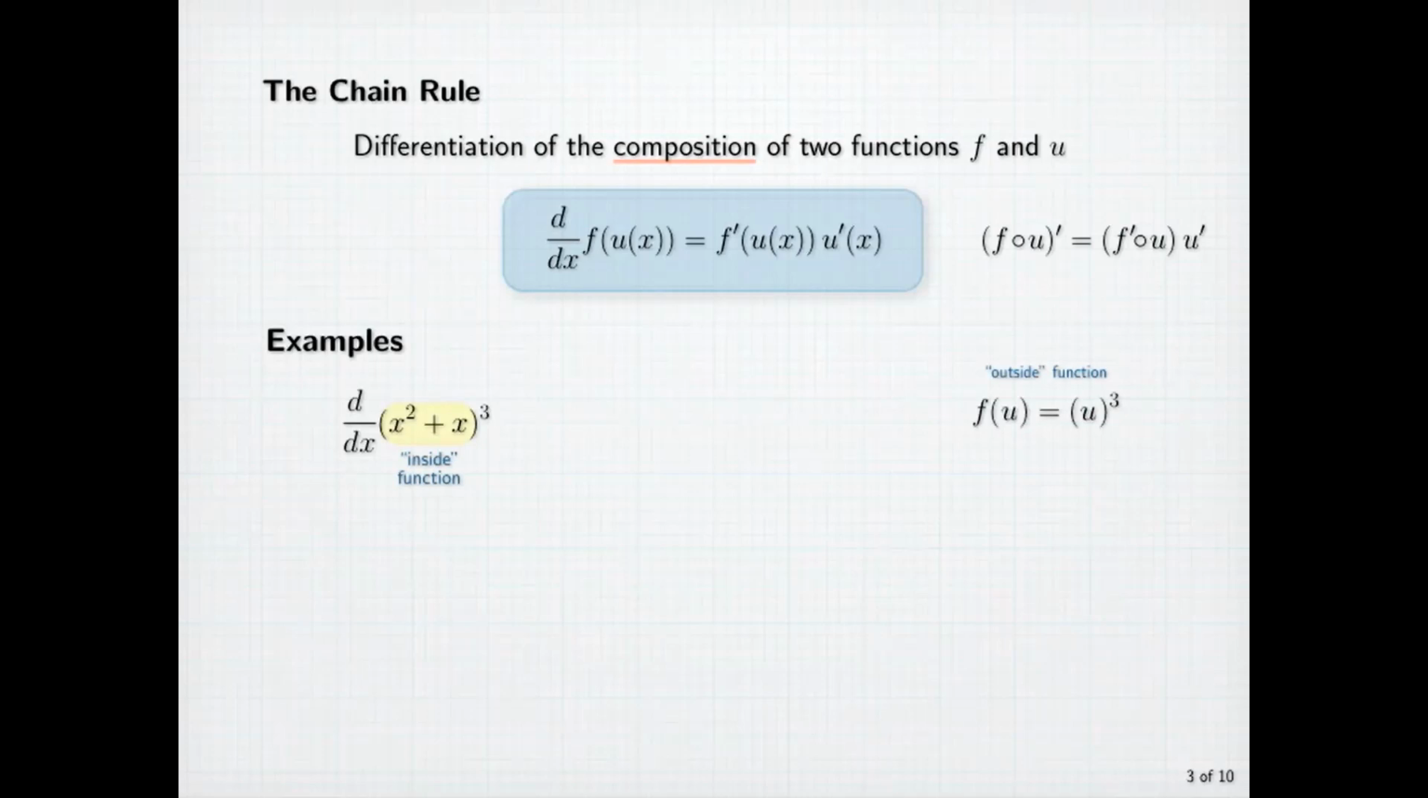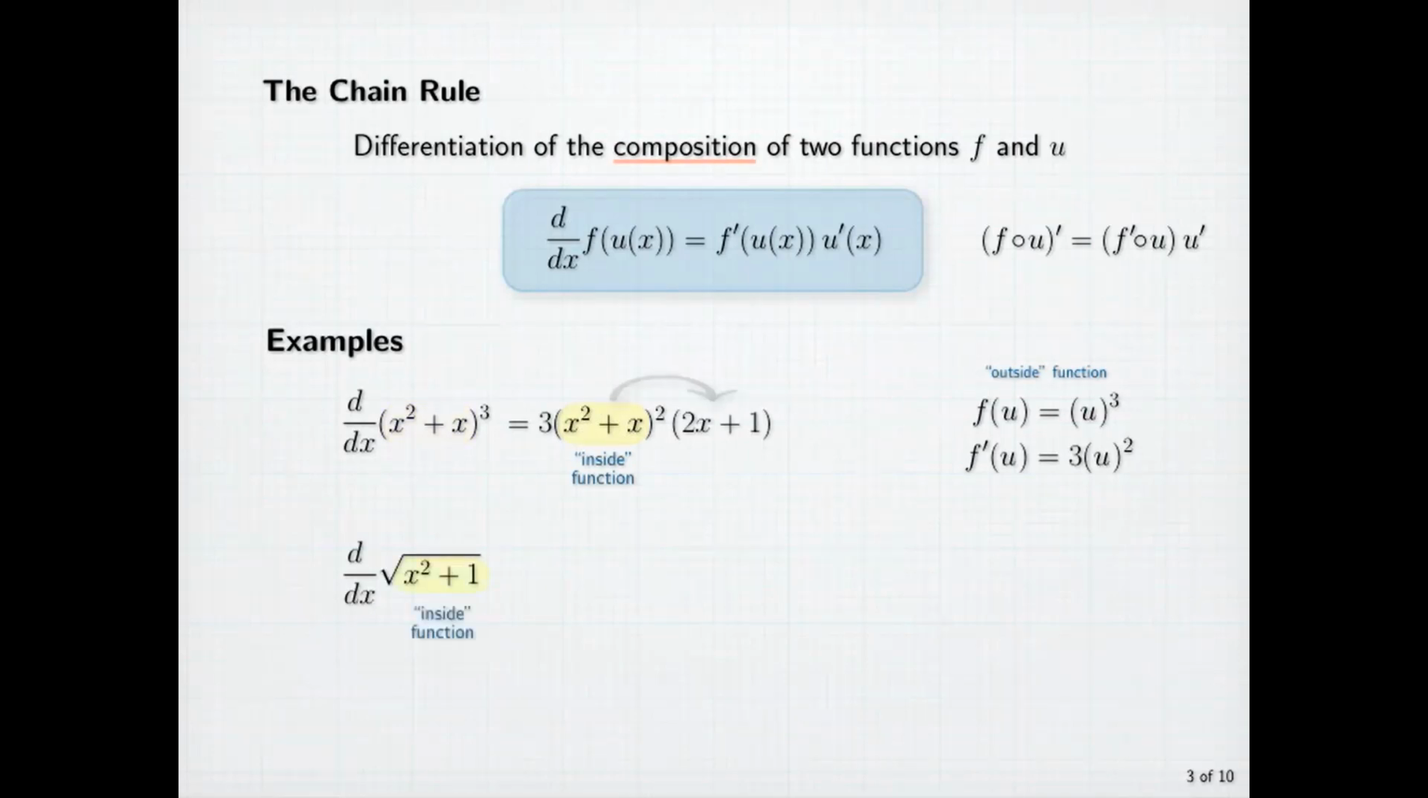The derivative of the outside function is f prime of u equals 3u squared, so we write 3 times u of x squared, and u of x is x squared plus x, and then multiply by the derivative of the inside function. Let's look at the derivative with respect to x of the square root of x squared plus 1.